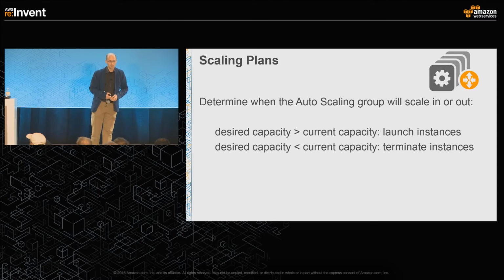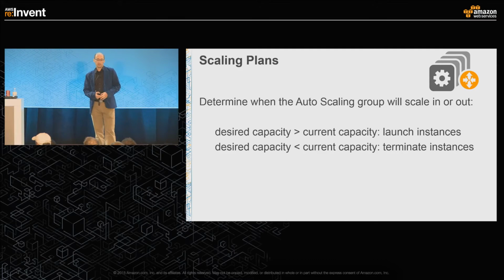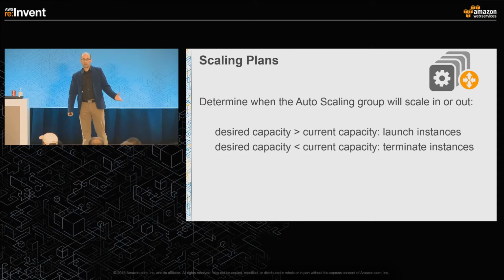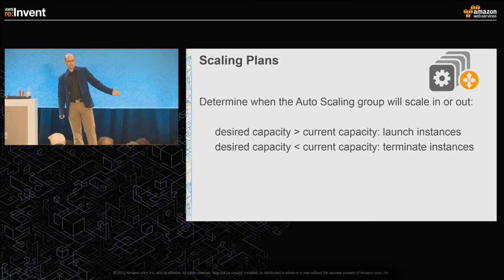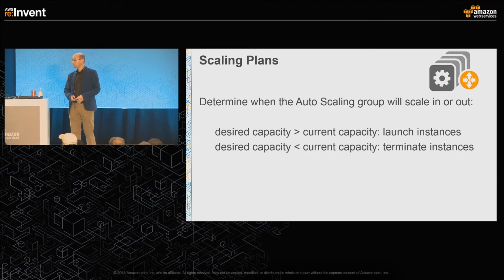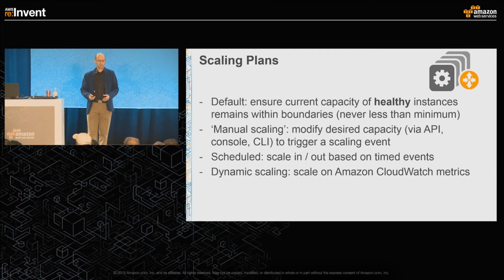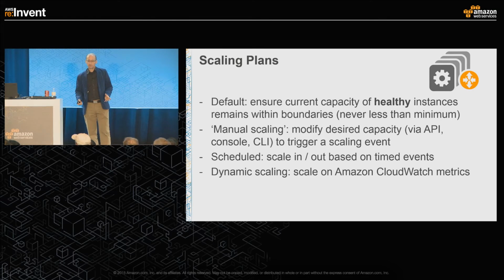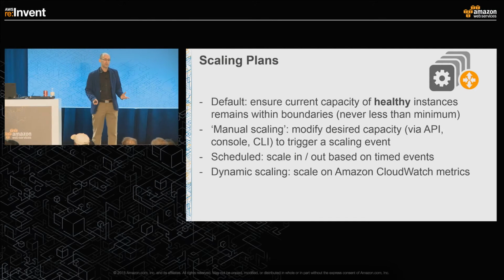All right. The third piece of the puzzle, besides launch configuration and termination policies, are the scaling plans. They basically determine when autoscaling will launch or terminate instances. And basically, it all comes down to current capacity that autoscaling is observing and whatever you tell it about its desired capacity. If you tell it you need more, it will launch more. If you say I want less, it will automatically terminate those. There's a couple of different scaling plans.